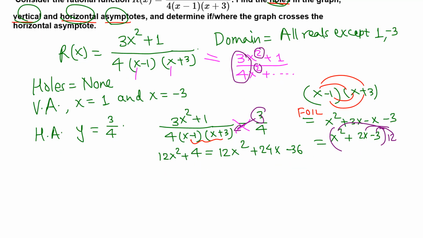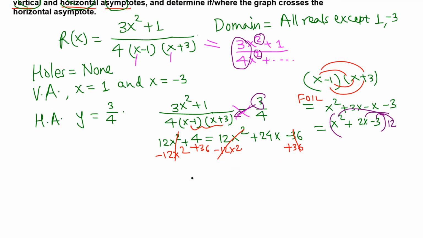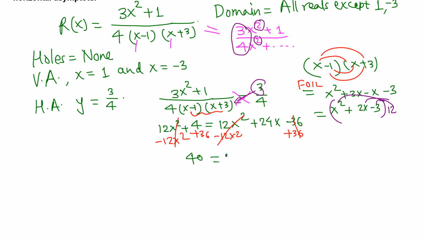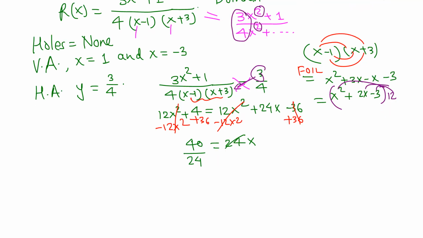Here we can subtract 12x squared from both sides. Cancel. That leaves 4 equals 24x minus 36. Let's move negative 36 to the left, so we add 36 to both sides. That means 4 plus 36, 40, equals 24x. Divide by 24. Now we need to put it in lowest terms: 8 goes 5 times, 8 goes 3 times, so x equals 5/3.